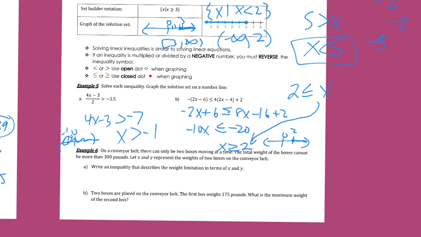Okay, the last one. Two things have to be added together to stay less than 300 pounds. It says cannot be more than that, so it looks like it can be equal to it. And then the next thing would be, if you solve that, plugging in 175 for x or y, it doesn't matter, you're going to get x is less than or equal to 125 pounds, it looks like. So that would be your answer for this.